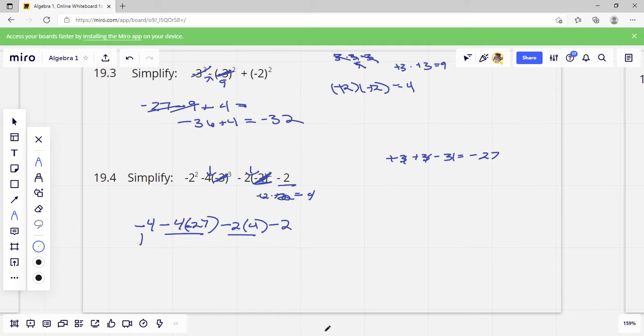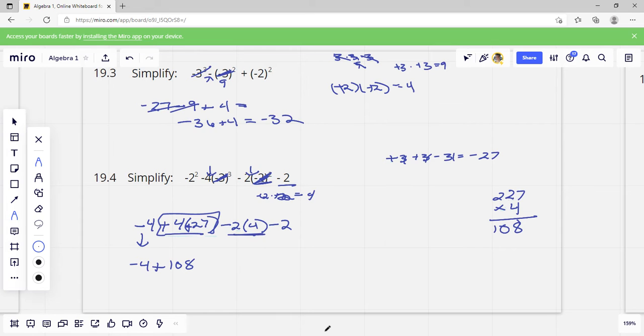So I'm not doing anything to this negative 4 yet. I'm just going to bring it down. Now I'm going to multiply here. I'm going to do negative 4 times negative 27. These two are going to cancel each other. I'm going to end up with positive. And now I need 27 times 4. 7 times 4 is 28. 4 times 2 is 8. 9, 10, 108.